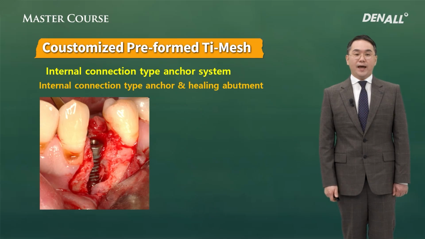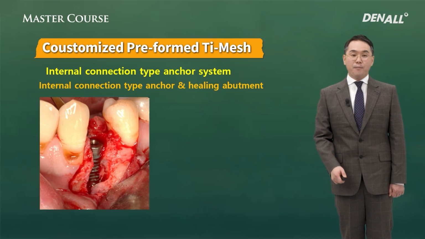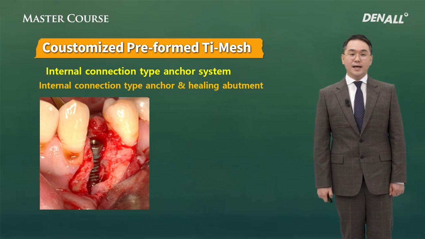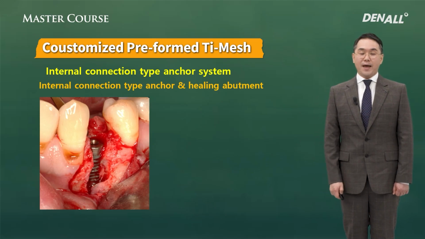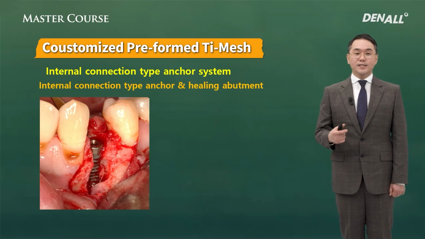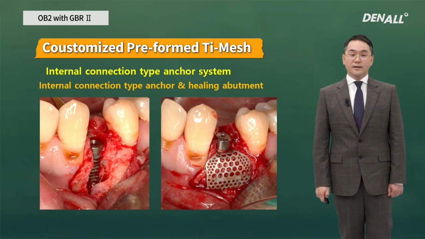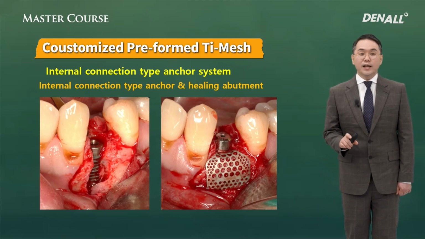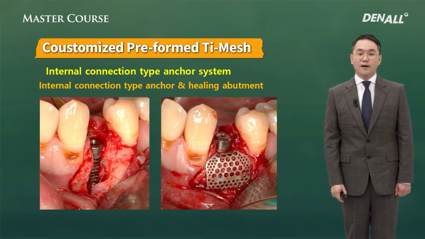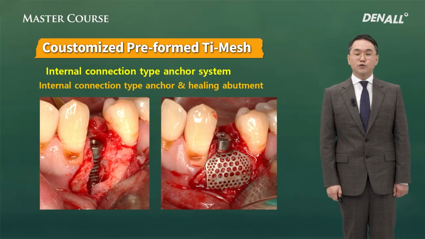In this case, number 434, extraction as well as immediate implant placement was done. Because of severe buccal bone defect, the GBR was done. Rather than using external connection type anchor, internal connection type anchor was used. This is much easier to connect. Dedicated healing cap for internal connection type anchor was used to fixate the Ossbuilder. This is much easier to connect because this is the internal connection type. Compared with external connection type, it is much easier and more stable.